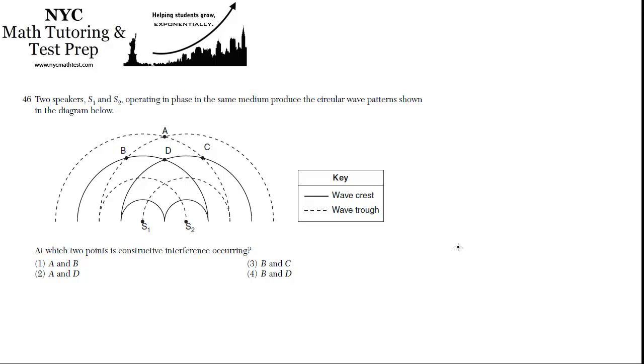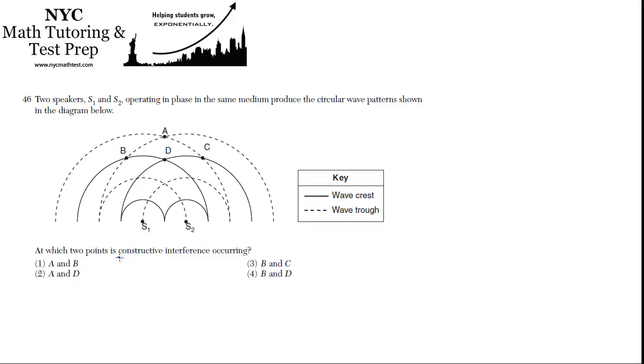46. Two speakers S1 and S2 operating in phase in the same medium produce the circular wave pattern shown in the diagram below. Okay, so in the diagram we have these wave crests, which are shown in the regular lines, and the wave troughs, which are shown in the dotted lines. And they want to know at which 2 points is constructive interference occurring.